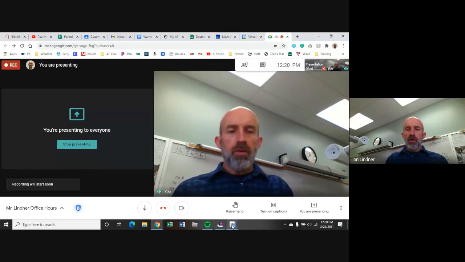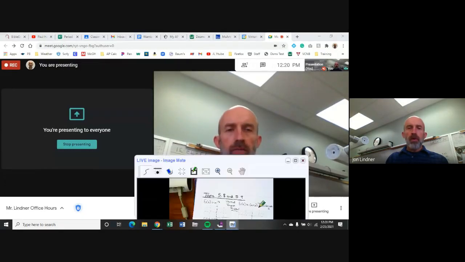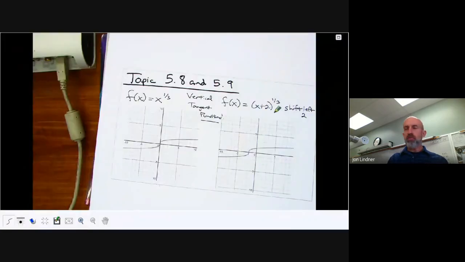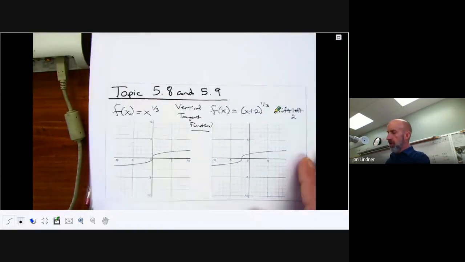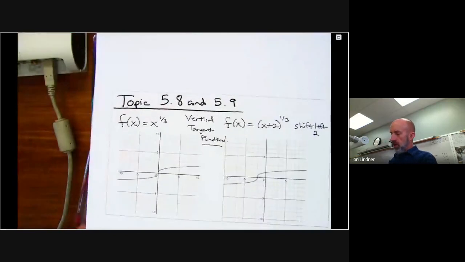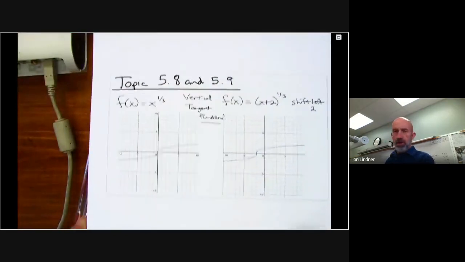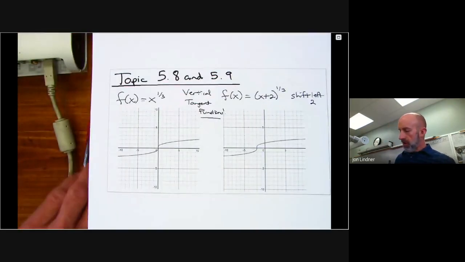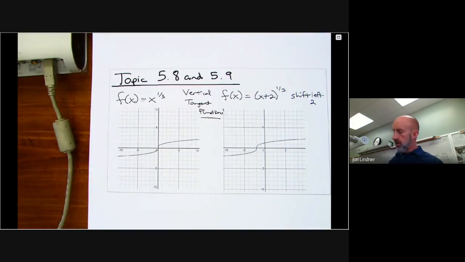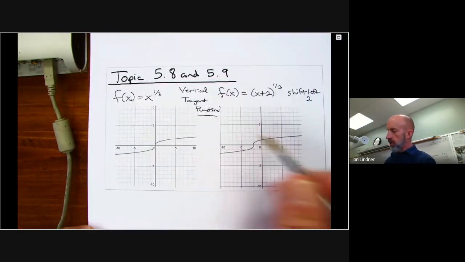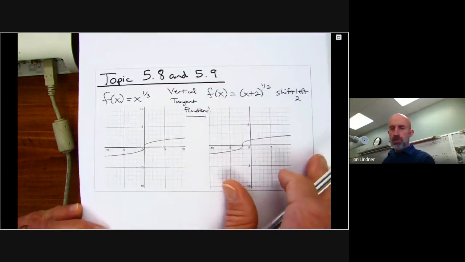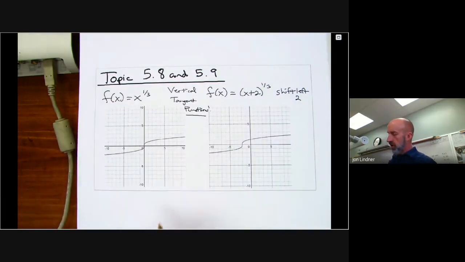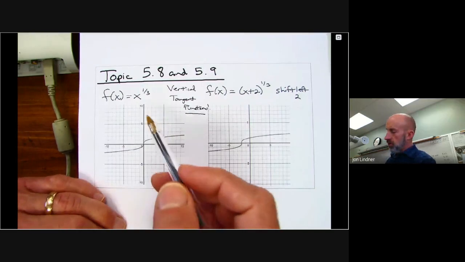I wanted to take a minute to do a little bit of better job covering topics 5.8 and 5.9. And these are really kind of a graphical and tabular understanding type problem. I started the day by reviewing these cube root functions because these are just functions that we need to know and understand. We talked about these yesterday.